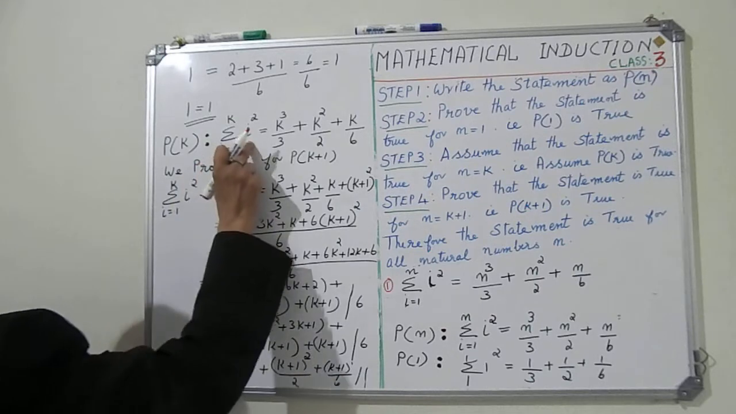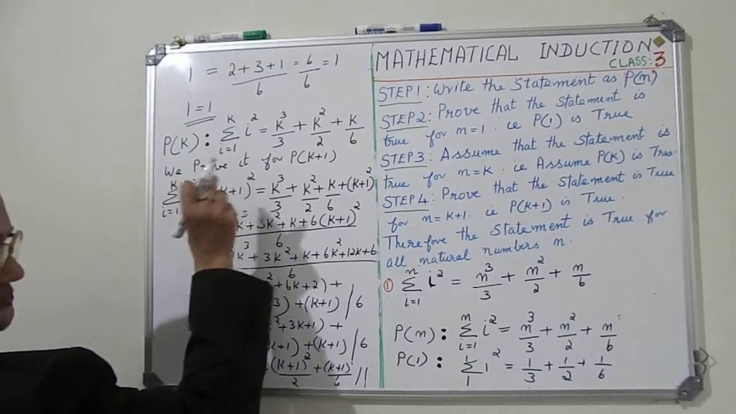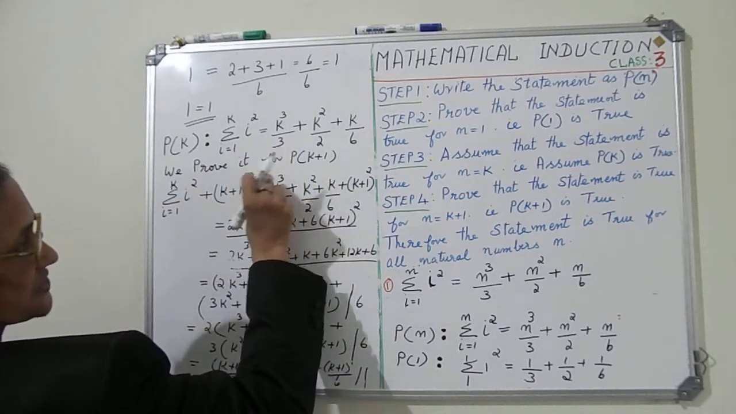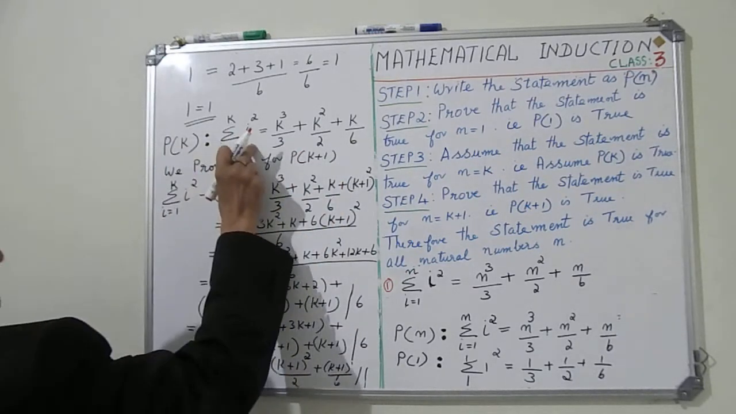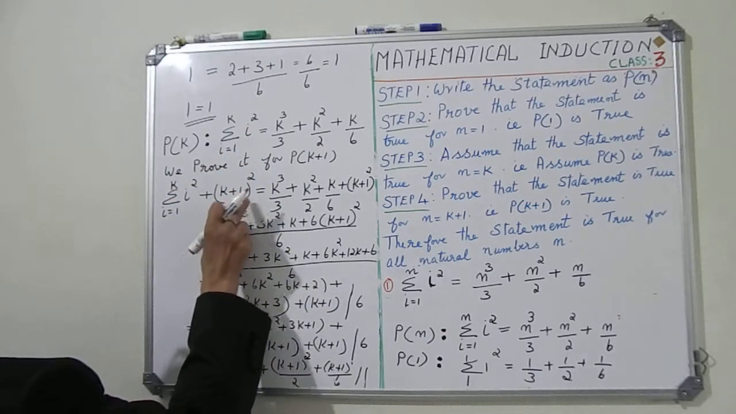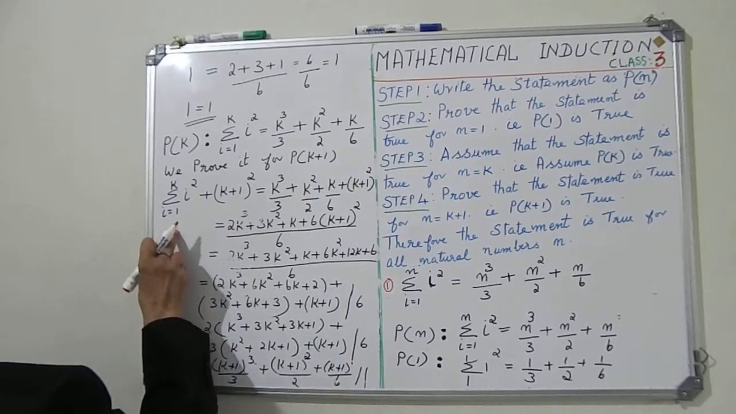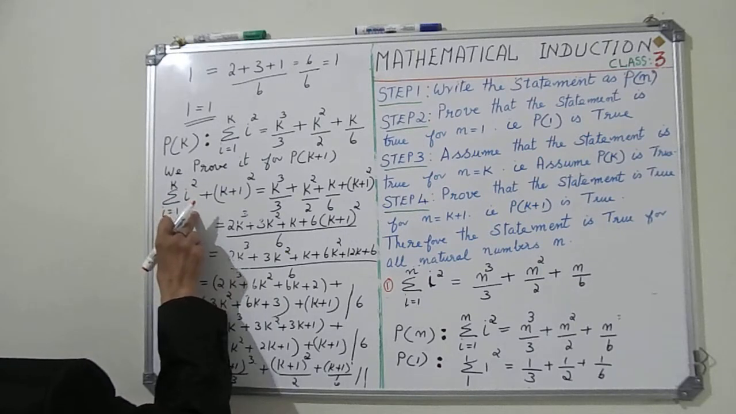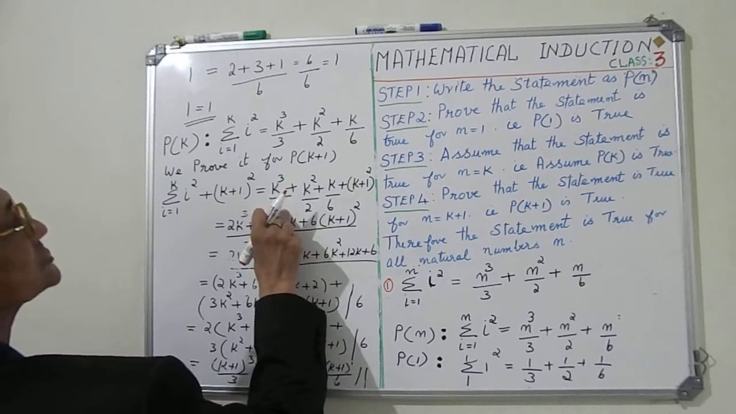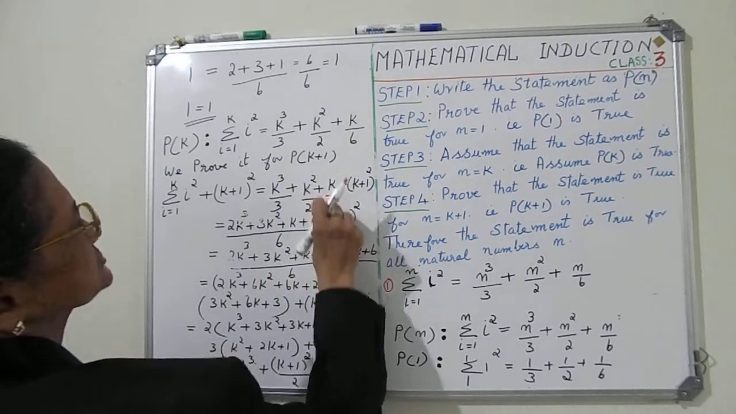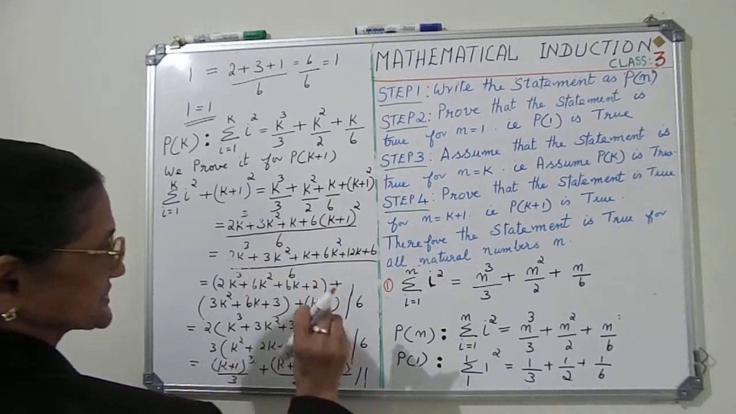Now using this statement, we prove the statement for n equal to k plus 1. That is, we are going to prove P of k plus 1 is true. Using the statement for P of k, I am going to add k plus 1 the whole square on both sides. That is, sigma i varying from 1 up to k of i square plus k plus 1 the whole square is equal to k cube upon 3 plus k square upon 2 plus k upon 6 plus k plus 1 the whole square.